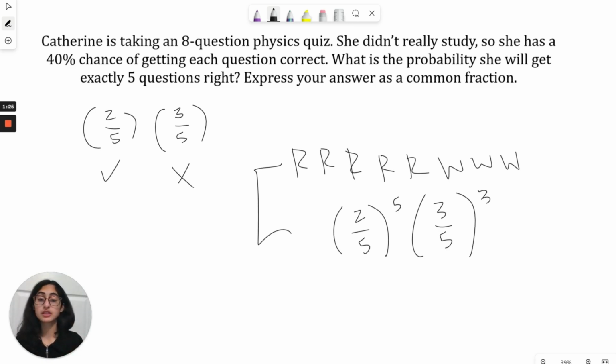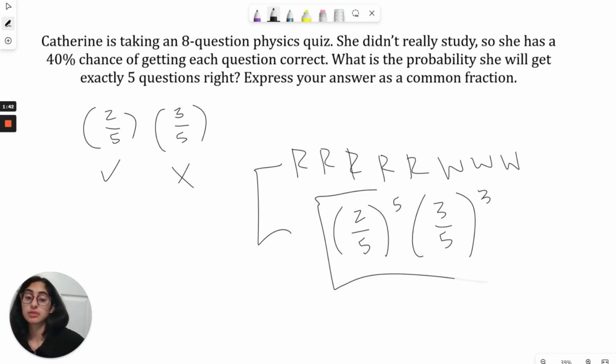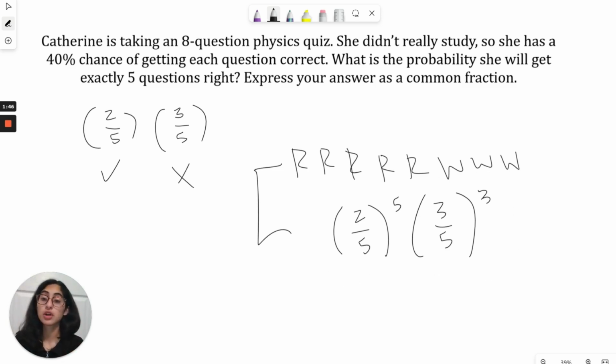But the problem is there's so many other ways you could rearrange these rights and these wrongs. It doesn't have to be 5 questions right at first and then 3 wrong. We could do 3 wrong and then 5 right, mix the rights and wrongs in wherever. There's so many different possibilities. So that's why this right here is not simply enough to be the answer to our question. It only accounts for one possible arrangement of rights and wrongs, but there are so many.